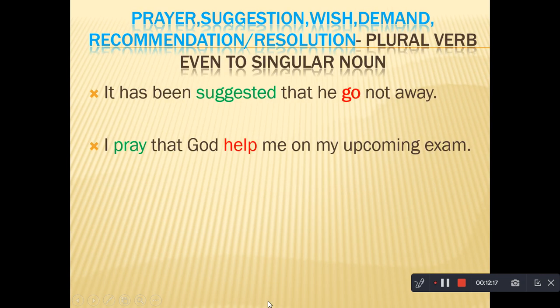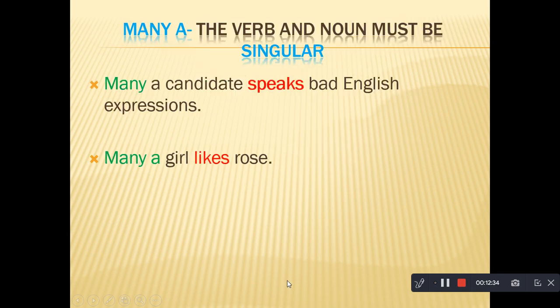Here, prayer, suggestions, wish, demand, recommendations, resolutions means we use a plural verb even with a singular noun. It has been suggested that he go not away. I pray that God help me on my upcoming exams. Next, a sentence beginning with many means we use singular verbs or auxiliaries. Many candidates speaks bad English expressions. Many a girl like roses.